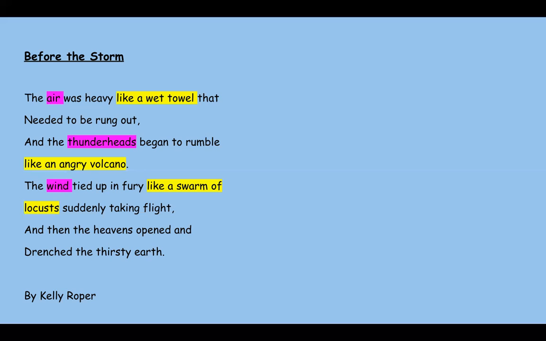Certainly better than writing, the air was heavy. The thunderheads began to rumble. The wind was tied up in fury. So you can, when you think of it that way, really understand how the simile adds impact and interest.